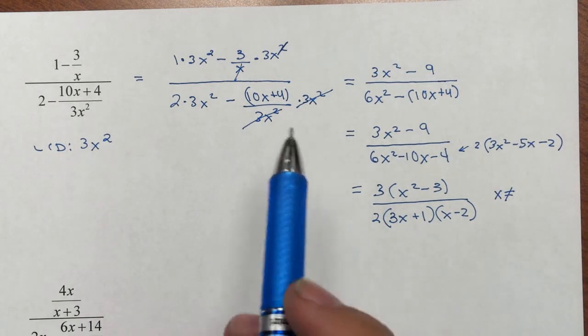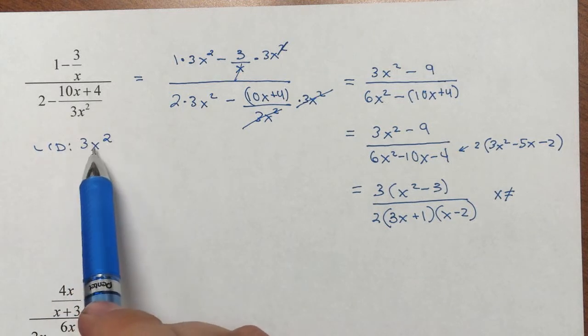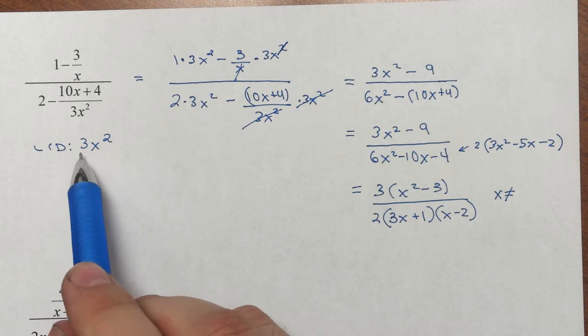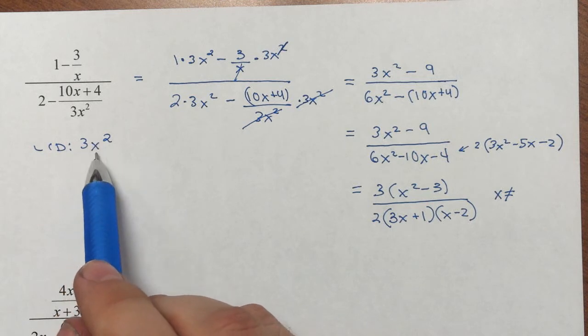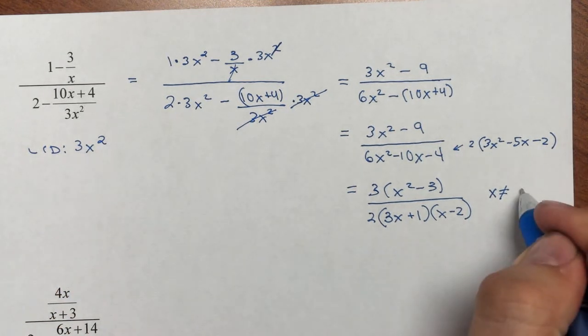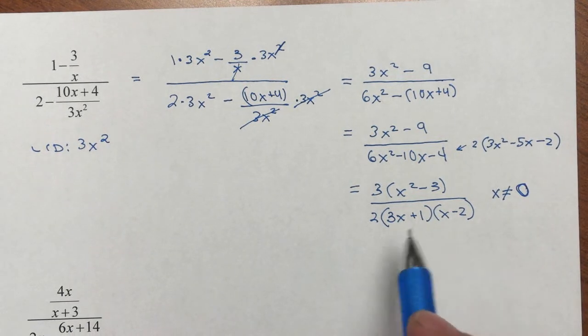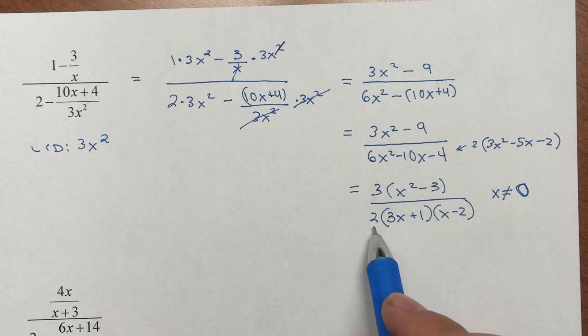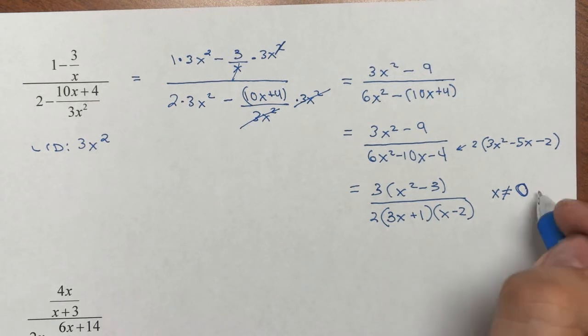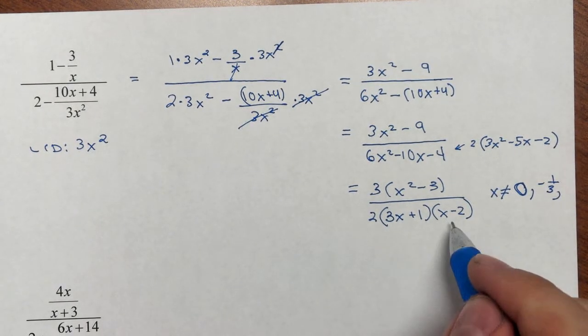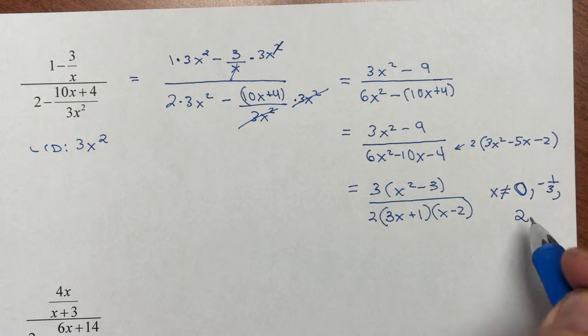Well, again, going back to the original denominator, the original LCD was 3x squared. 3 cannot equal 0. If x squared equals 0, then x is 0. Looking at this denominator in the end, if 2 equals 0, well, 2 equals 0 has no solution. If 3x plus 1 equals 0, then x is negative 1/3. That's another restriction. And I got a third restriction of 2.